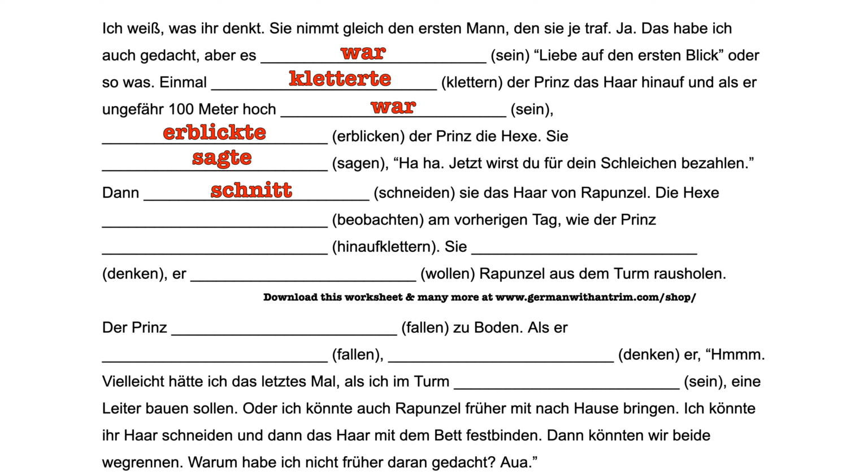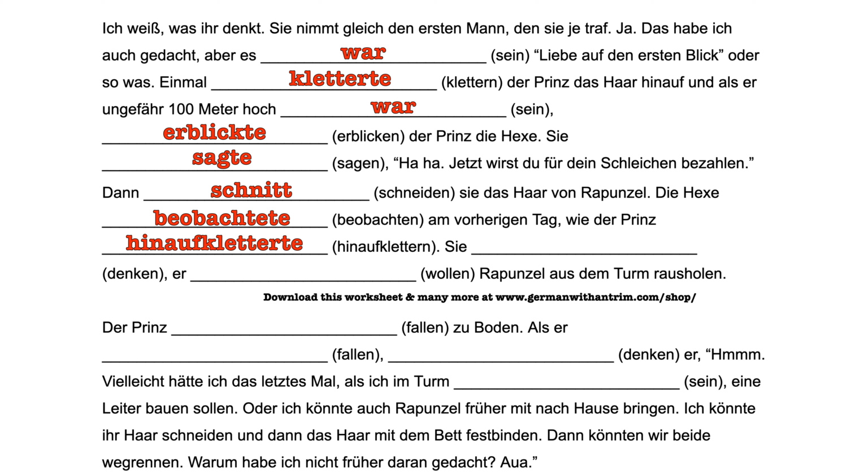And die Hexe, beobachten is our verb here. This is another regular verb, which means that we just have our te endings, and nothing fancy here because it's die Hexe as our subject, so just the te will do. Die Hexe beobachtete am vorherigen Tag, wie der Prinz, and a form of hinaufklettern, this time same form as before, except now it's got hinauf in front of it. Wie der Prinz hinaufkletterte. The witch watched yesterday, or the day before, as the prince climbed up.